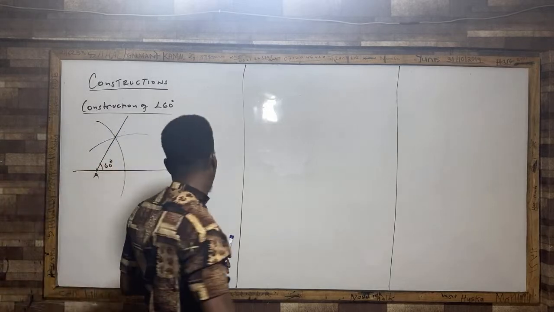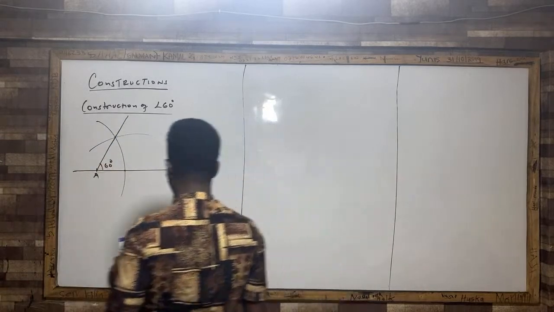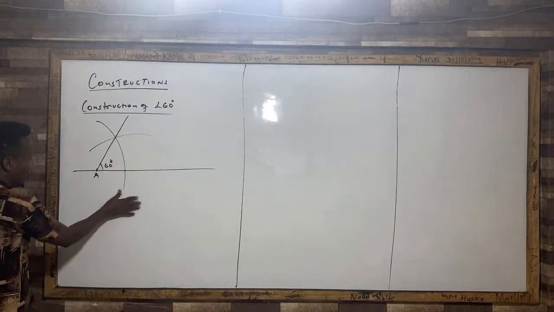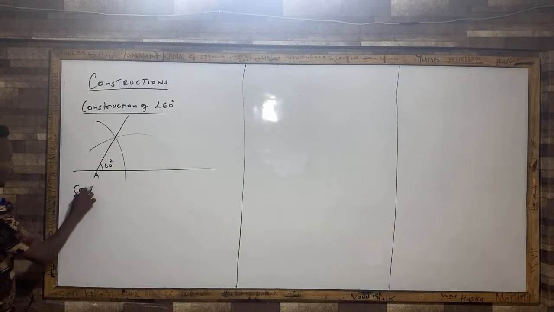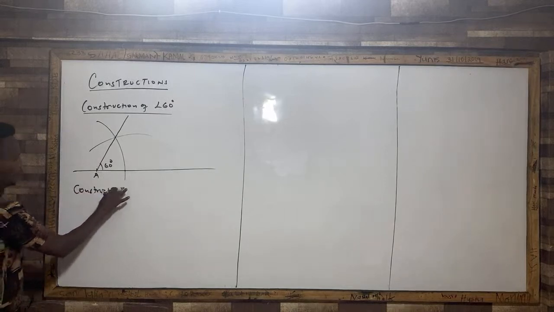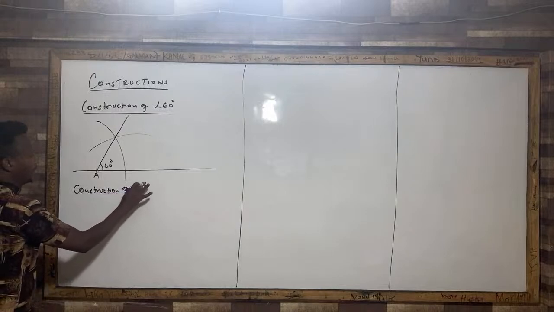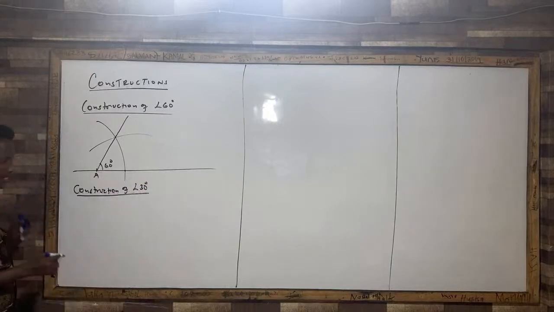Don't forget that. As easy as that. So that's how we are going to construct an angle of 60 degrees. Then I will proceed and see construction of angle 30. This will be the second one.